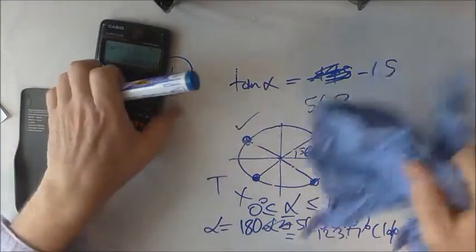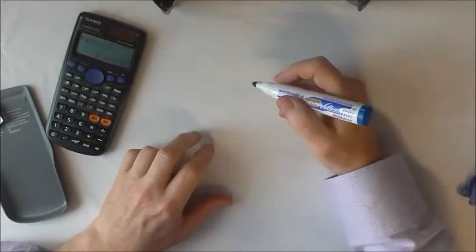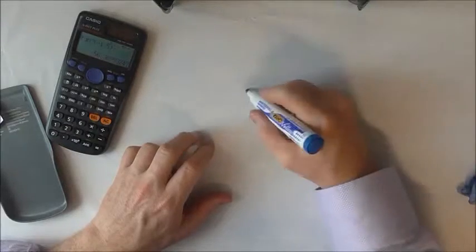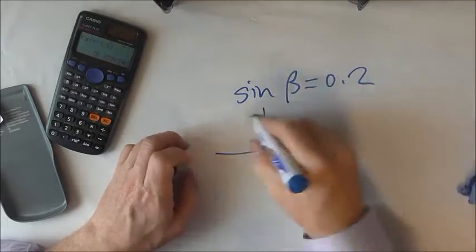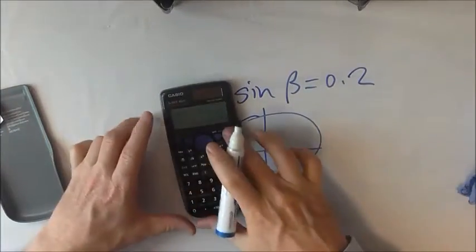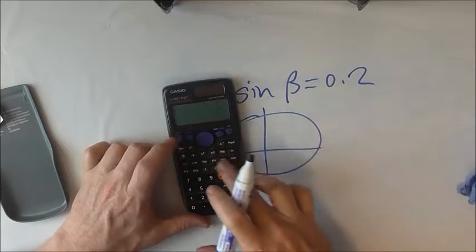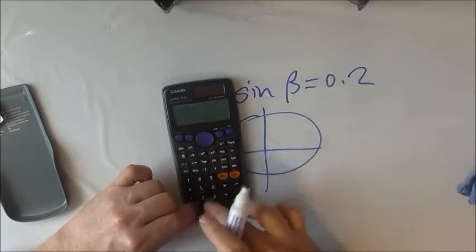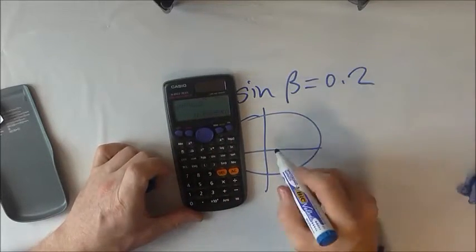So that's the answer for Roman numeral part 1. What about Roman numeral part 2? Same sort of thing. Sine beta equals 0.2. So I don't know that from general knowledge. So I just go shift sine 0.2. You get 11.5.